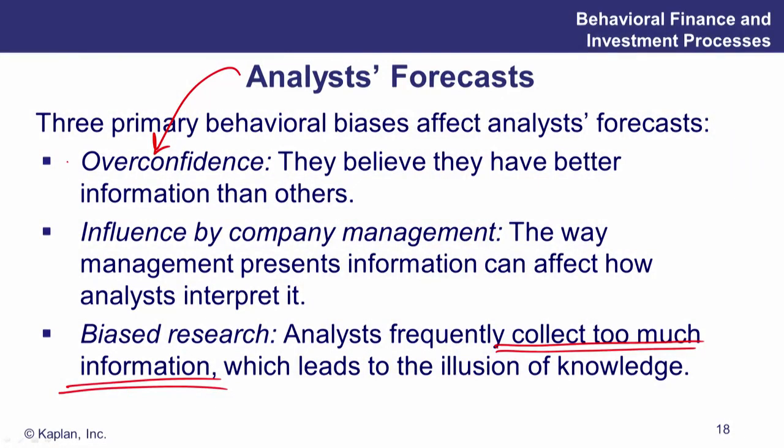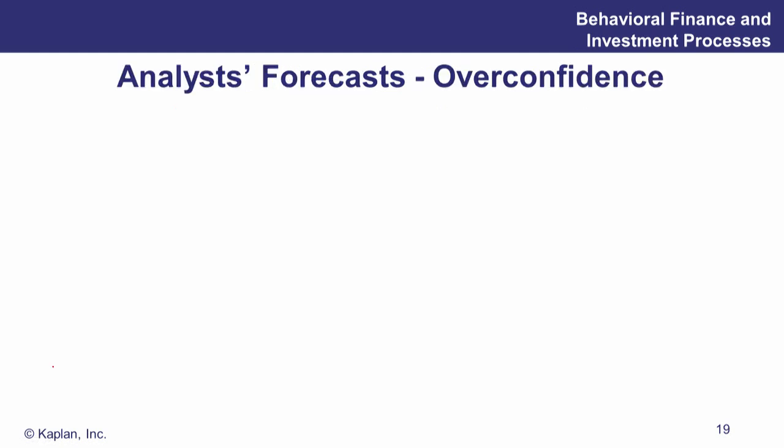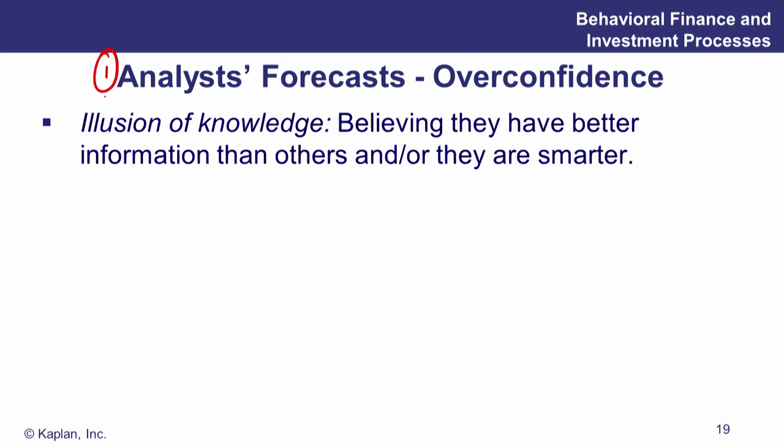So we're going to deal with each one of these individually. This is kind of like a menu for the next few slides. Overconfidence, number one, is driven by a series of behavioural traits. We've already mentioned the illusion of knowledge feeding into it.